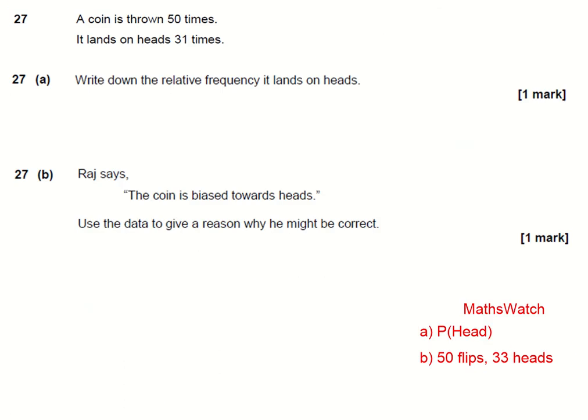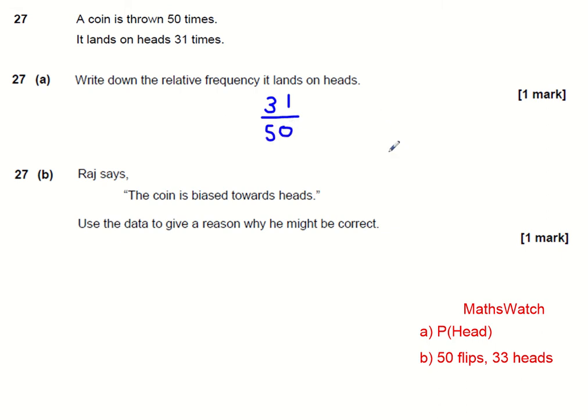Question 27. A coin is thrown 50 times. It lands on heads 31 times. Write down the relative frequency it lands on heads. That's just a fancy way of saying probability, and therefore the probability it lands on heads from these numbers is 31 out of 50. That's it.